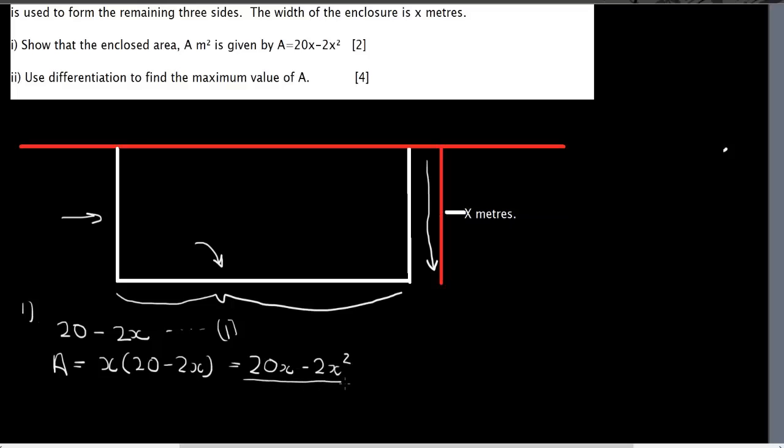So that's the area. If we look at the question again, show that the enclosed area is given by 20x minus 2x squared. We've done that, that's good, so we get 2 marks for that. Part 2 says use differentiation to find the maximum values of A.